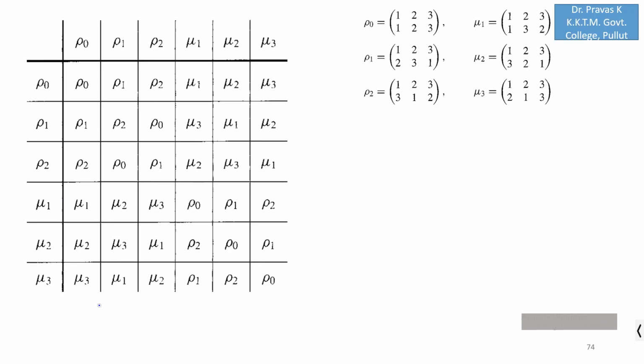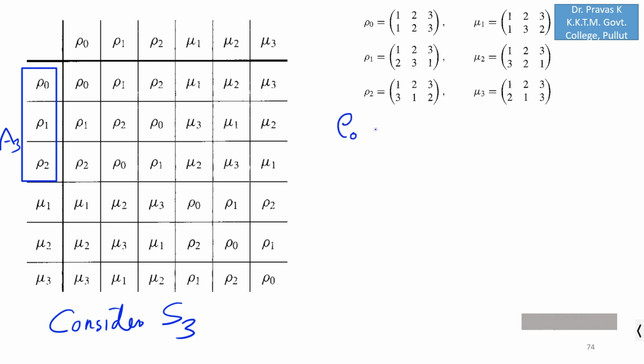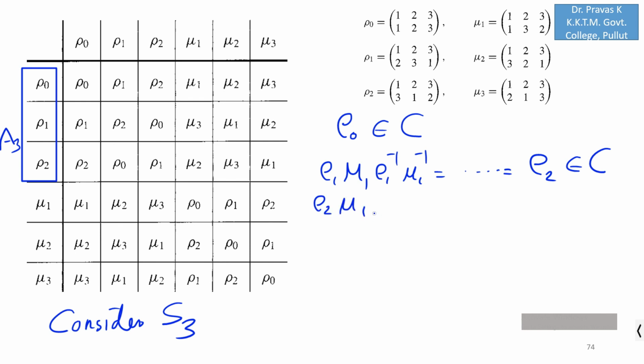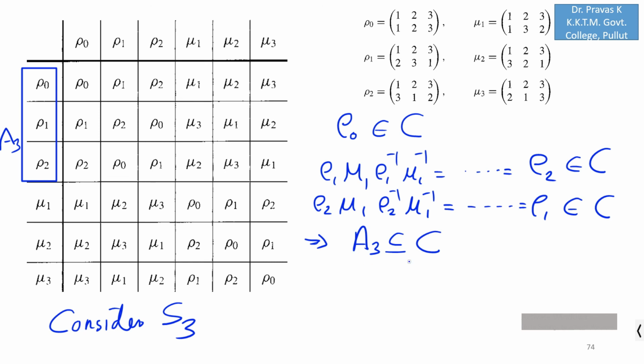And now you can see an example. Consider S3. What is the commutator subgroup of S3? If you note rho naught, rho 1, rho 2, which are members of A3, you can see that rho naught is a commutator since it is the identity element, and you can obtain rho 2 as rho 1 mu 1, rho 1 inverse mu 1 inverse, and you can obtain rho 1 as rho 2 mu 1, rho 2 inverse mu 1 inverse, which means that A3 is contained in C, or A3 is a subgroup of C.